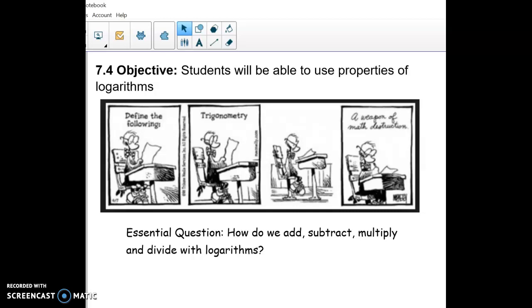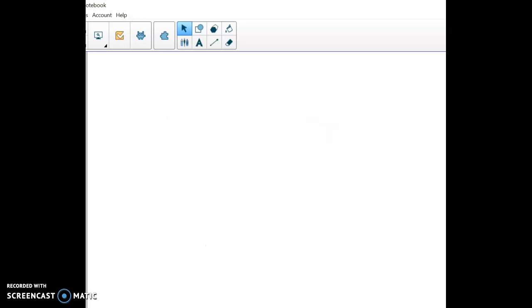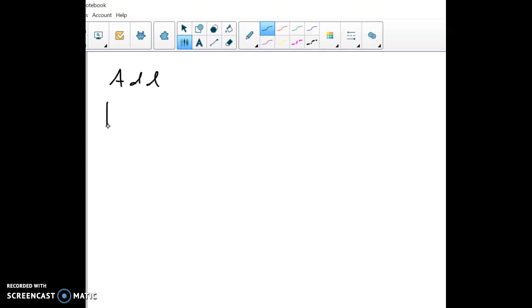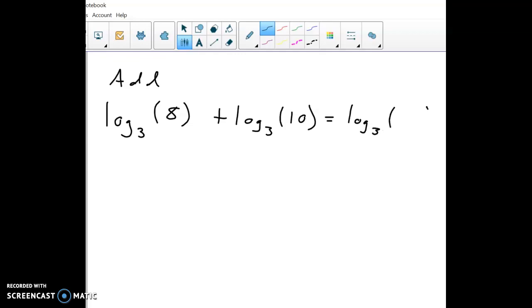Okay, so there's really three properties. You're going to want to jot these down. There are some official names in the book, but they're sort of like an add property. So if I have a log base 3 of, I don't know, 8, and I want to add to that a log base 3 of, say, 10, what actually happens here, as weird as it seems, is if they're both log base 3, you can keep the base 3 part, and then you actually multiply the value parts, the 8 and the 10. So we can write this as a log base 3 of 80.